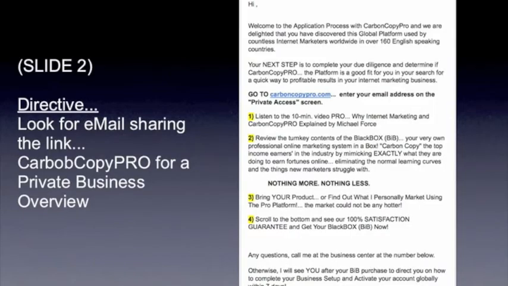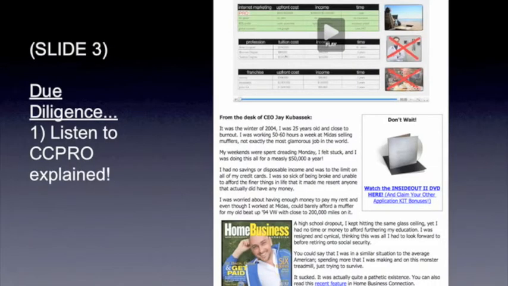Number 2, you're going to give them a directive. You're going to ask them to look for an email sharing the link carboncopypro.com. This link is going to give them a private business overview. Number 3, due diligence. You're going to ask them to listen to Carbon Copy Pro Explained on this very website that you've directed them to.